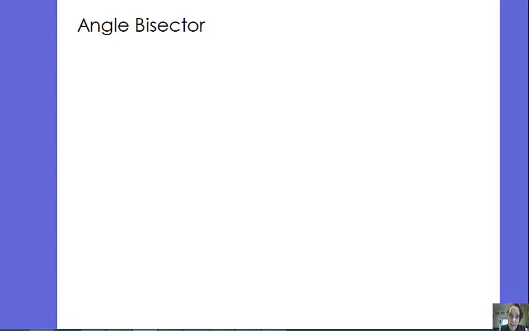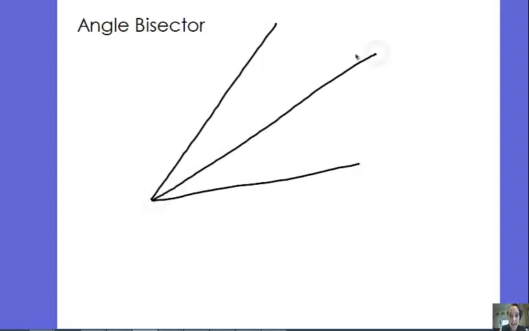So an angle bisector is a concept that we should be familiar with. An angle bisector is a ray or a segment or a line that divides an angle into two congruent pieces. So this orange ray is the angle bisector. It is dividing this big angle into two congruent pieces. So this angle and this angle should be the same measure.